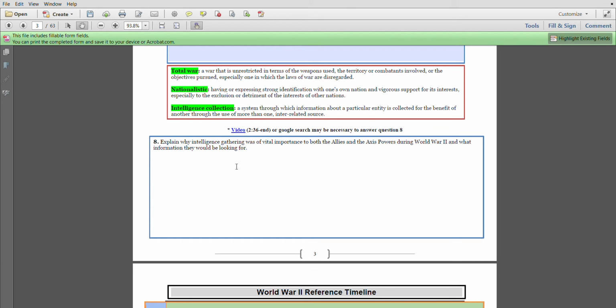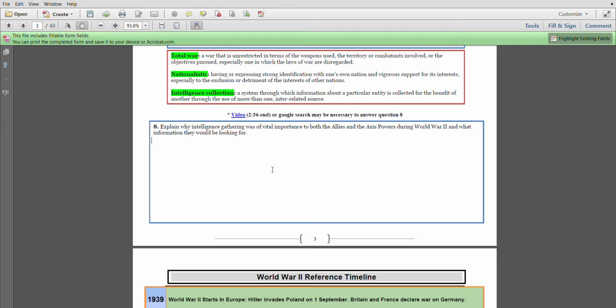And just disclaimer, guys, for a question like this, we're looking for a small paragraph, so we'd like to see 5 sentences. Fully explain your answers, okay?